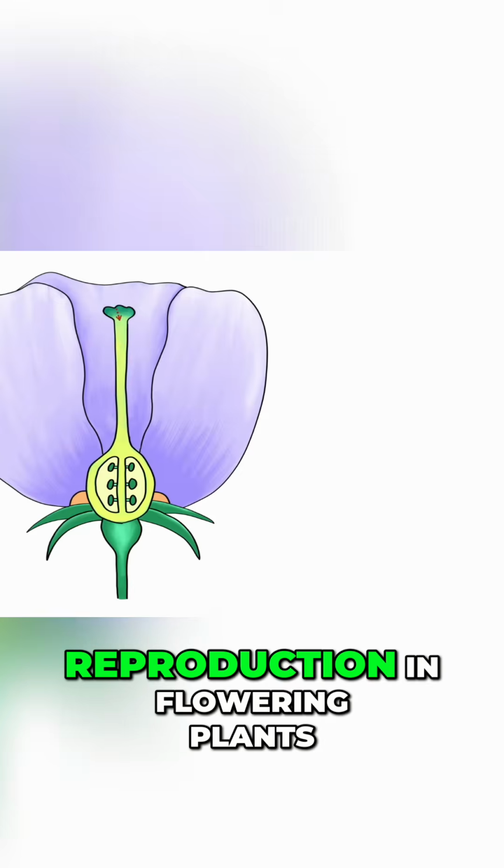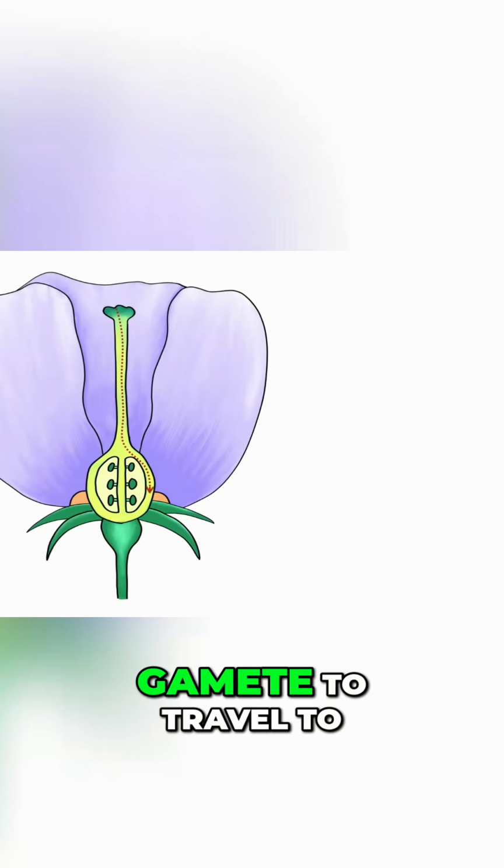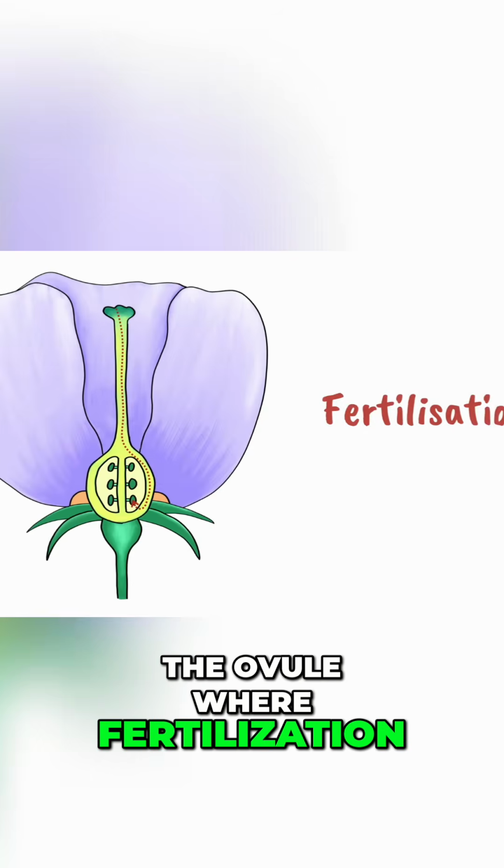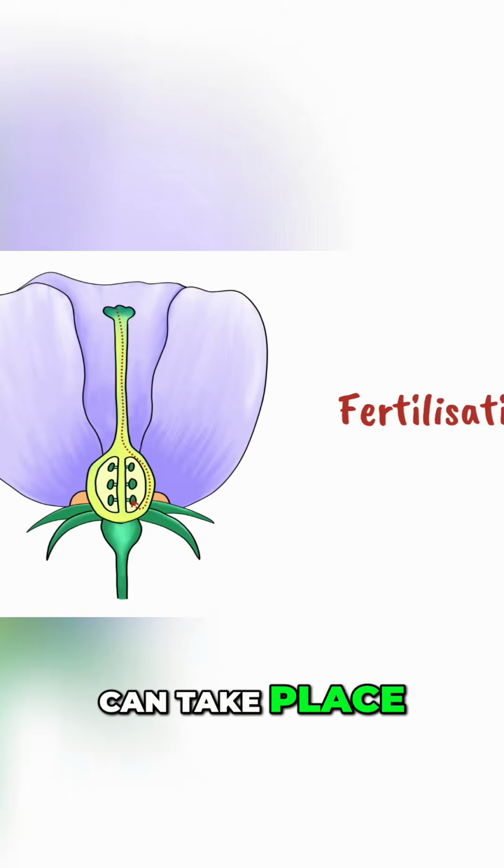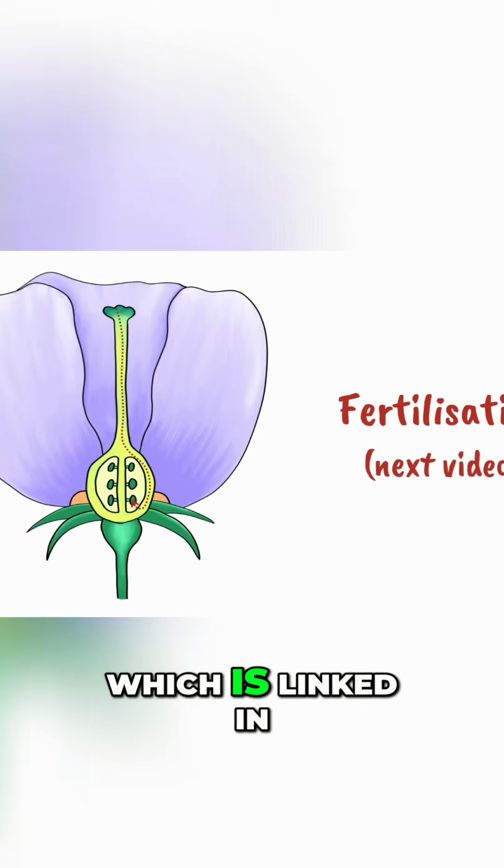The next step for reproduction in flowering plants is for the male gamete to travel to the ovule where fertilization can take place. That's all covered in the next video, which is linked in the description.